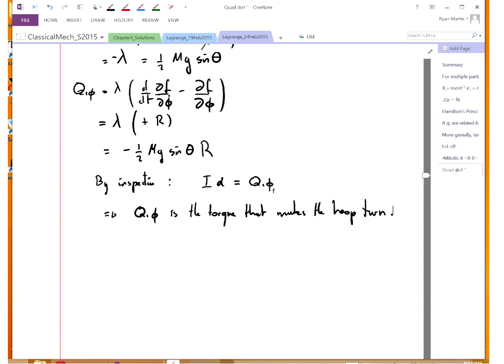And these lambdas may be difficult to interpret, right? In this case, the lambda was very clearly the force that gives the torque that makes the hoop turn. But sometimes the constraints might be complicated, and the lambda might be more difficult to interpret. But the general theme is the same. Any questions about that?